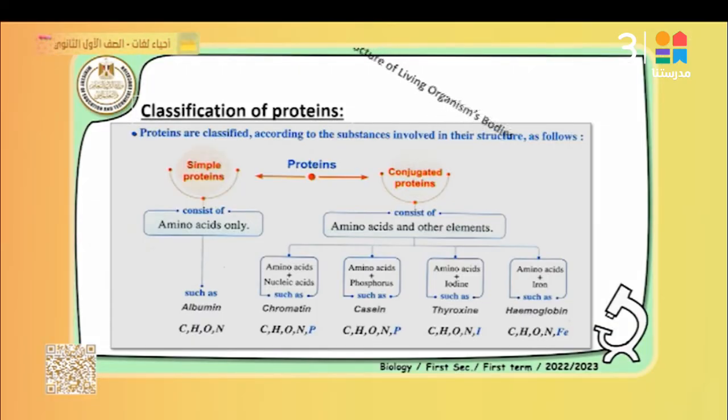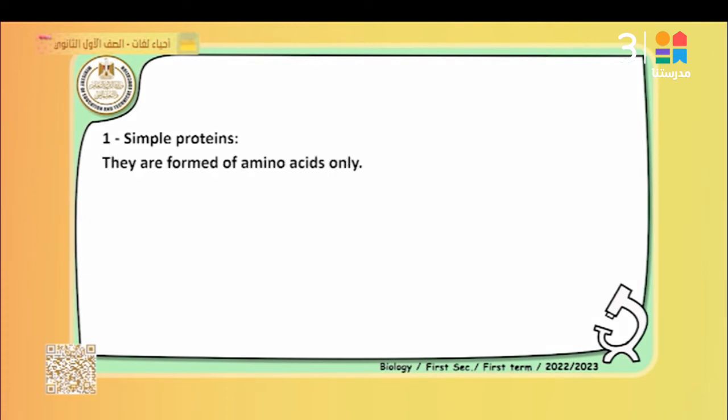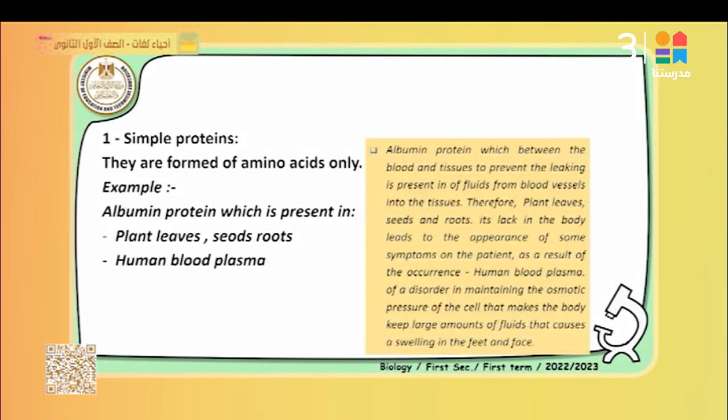Okay, follow me please, dear students, to another slide related to explaining proteins. A simple protein is formed from amino acids only. For example, albumin, which is present in plant leaves, seeds, and roots, and in human blood plasma.